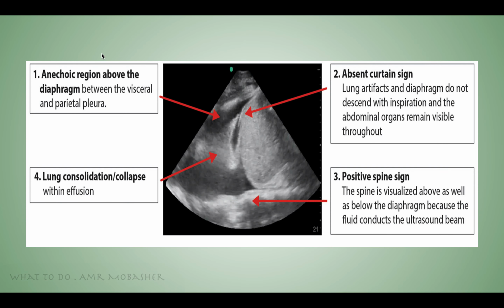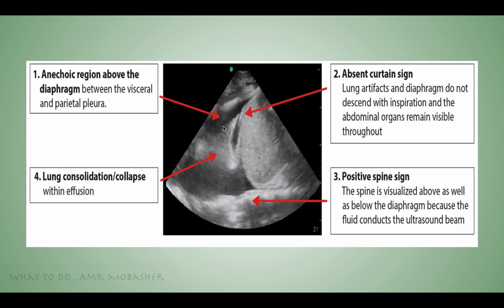So to summarize the signs of pleural effusion by lung ultrasound: an anechoic region, a black region above the diaphragm. This is the diaphragm, liver, lung, and this is the marker towards the patient's head. So the anechoic area is the first sign. Lung collapse is the second sign. The third sign is absence of the curtain sign.